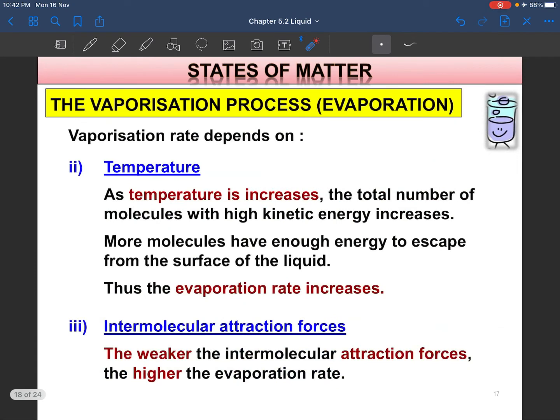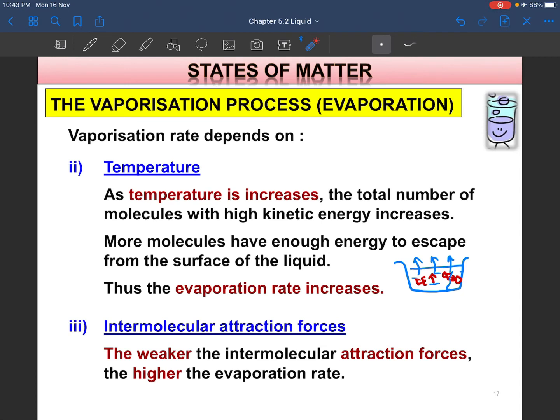Alright, so the next one is that vaporization rate also depends on temperature. As temperature is increased, the total number of molecules with high kinetic energy increases. So more molecules have enough energy to escape from the surface of the liquid, thus the evaporation rate increases. Okay, so the higher the temperature, the more molecules have high kinetic energy. So it means more molecules have enough energy to leave the surface of the liquid, so they become vapor and the evaporation rate will be higher.